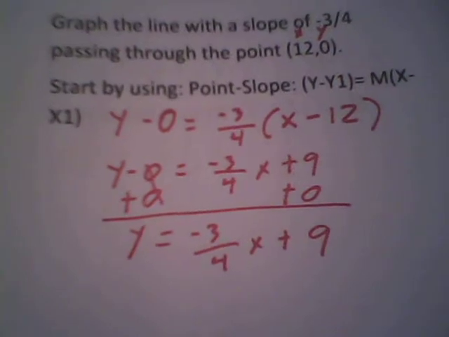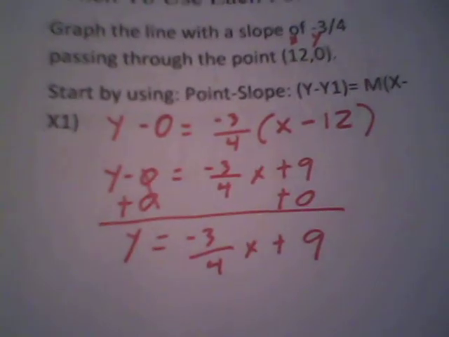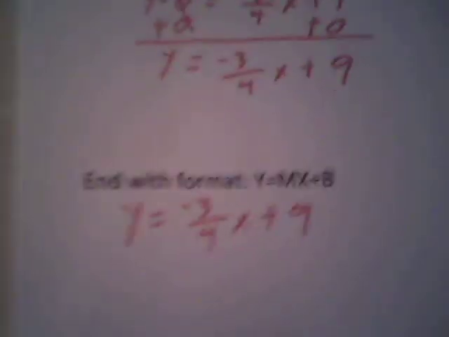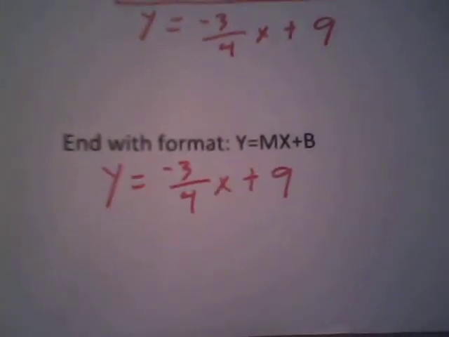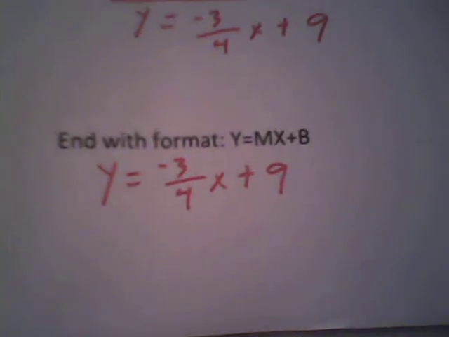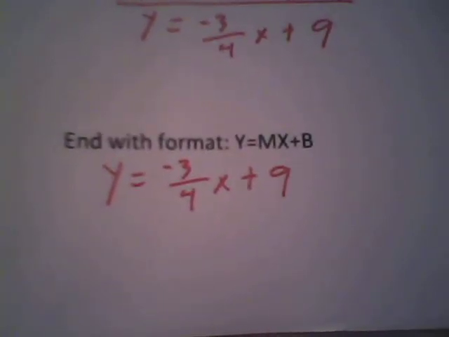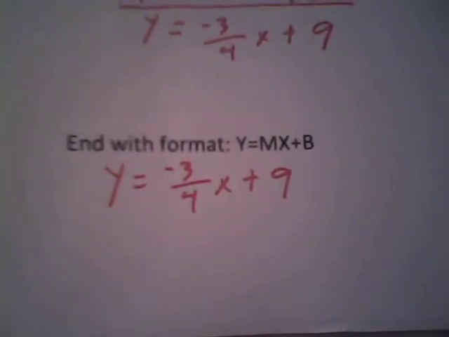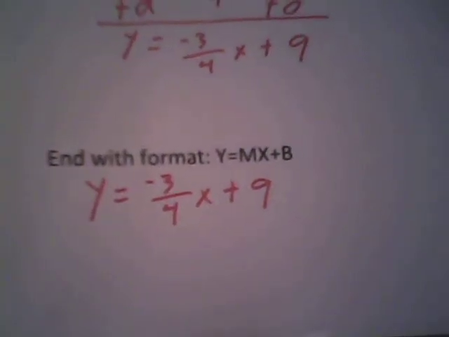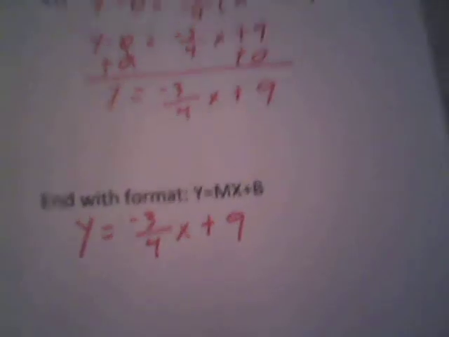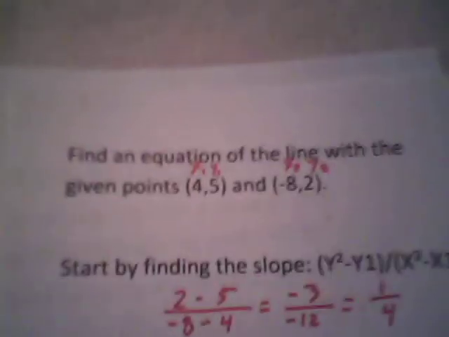Notice y equals -3/4 x plus 9 is in the format of y equals mx plus b. This is going to be your ending format for almost every single problem that you'll do. This is the end formula, y equals mx plus b. Judging by the last problem, it was y equals -3/4 x plus 9. Now let's do another problem. This one's not all the way worked out. I just want you to see what it would look like.